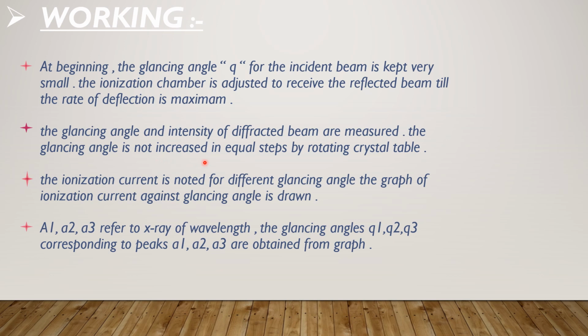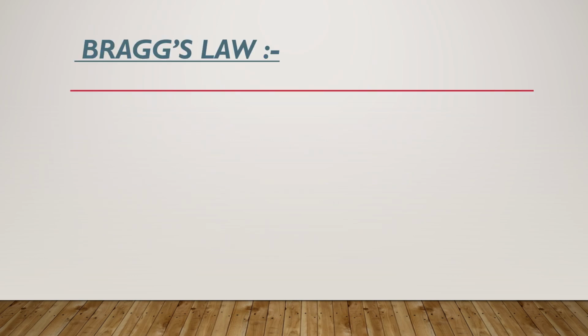The glancing angle is increased in unequal steps by rotating the crystal table. In every rotation there will be a difference in the glancing angle. So the ionization current is noted for different glancing angles, and a graph of the ionization current against the glancing angle is drawn. Here A1, A2, A3 refer to the X-rays of different wavelengths, and the glancing angles theta 1, theta 2, theta 3 correspond to the peaks A1, A2, A3 obtained from the graph. Corresponding to the glancing angles, there will be corresponding wavelengths. So this is the working of the spectrometer.